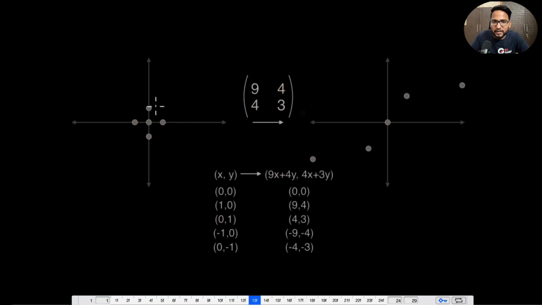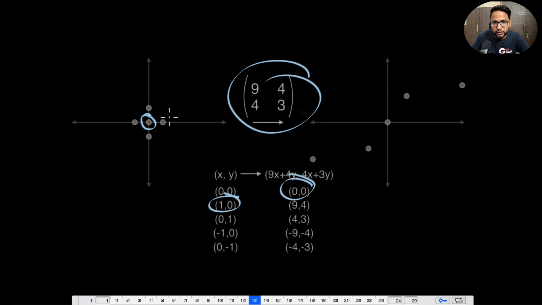Yeah, so suppose I take this point, which is (0, 0). If I multiply (0, 0) with this matrix, you will get (0, 0). If I multiply (1, 0), this particular point, you get (9, 4). If I multiply (0, 1), you get (4, 3). X value 0 and y value 1, right?